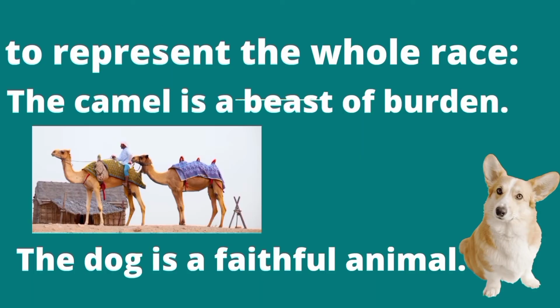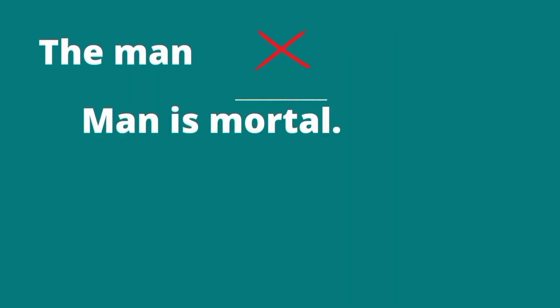It's used with a singular noun when referring to a particular type in general. For instance, the camel is a beast of burden. We are not talking about a particular camel, we are talking about camels in general. Similarly, the dog is a faithful animal. But don't use the camels or the dogs. This rule is not applicable to the word man when we are talking about the whole mankind. We can say man is mortal, not the man is mortal.